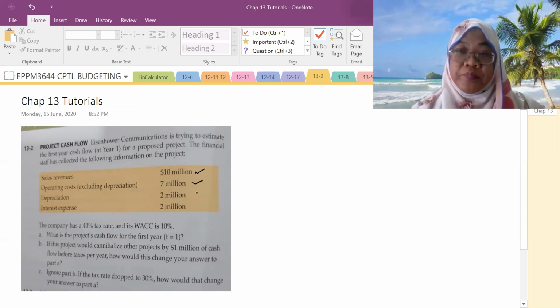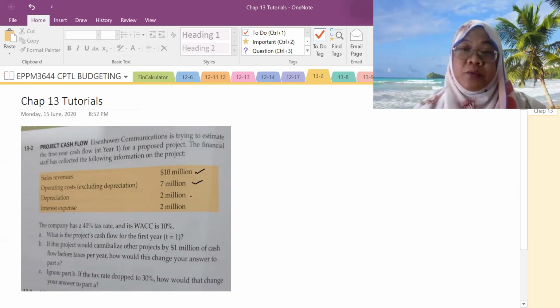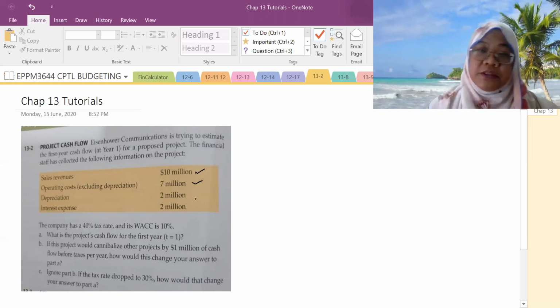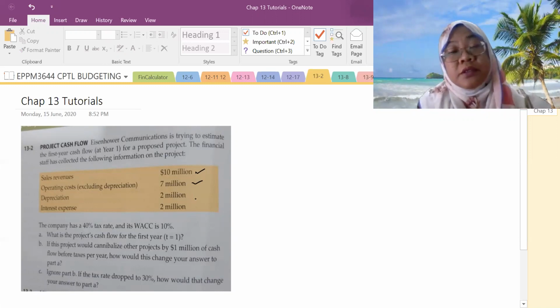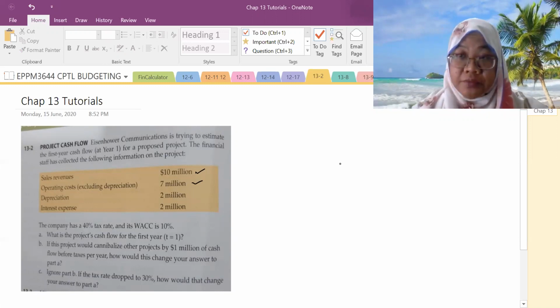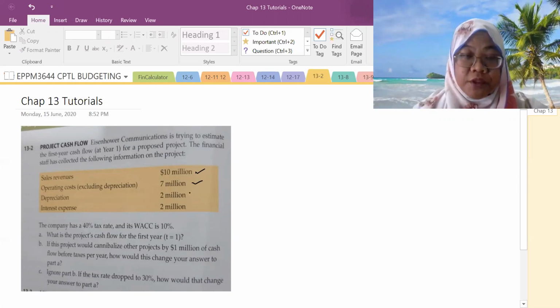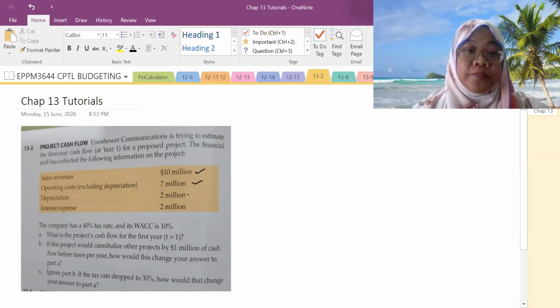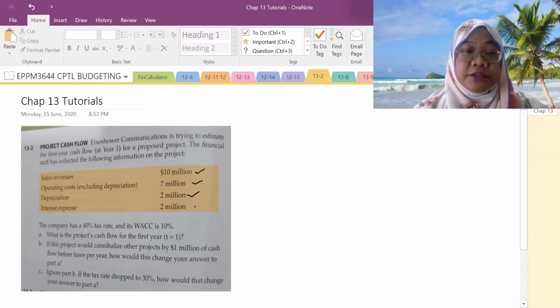Dan di sini memang penting dikeluarkan atau diasingkan depreciation tu sebab depreciation is non-cash charges. So kita akan tambahkan semula non-cash charges ni, kemudian untuk pengiraan free cash flow. And then kita ada the depreciation itself, and then ada interest expense.